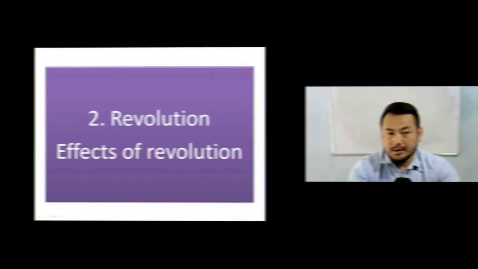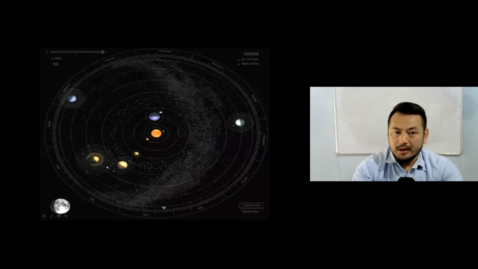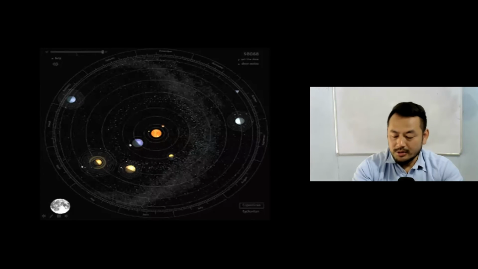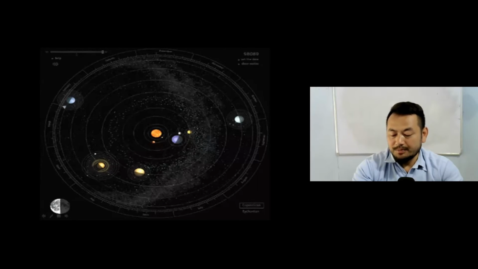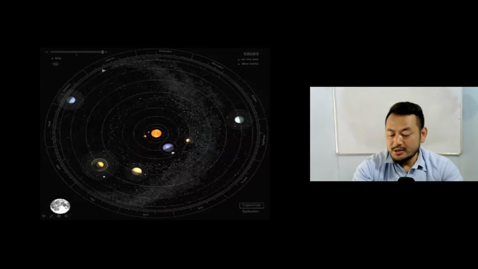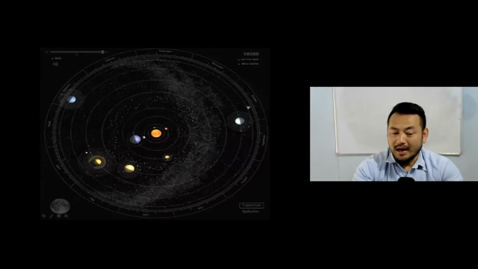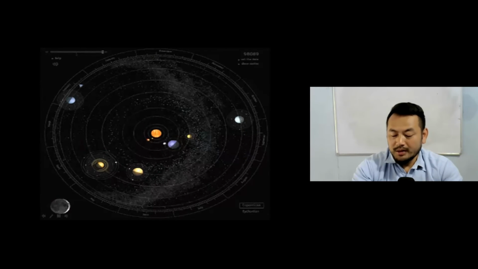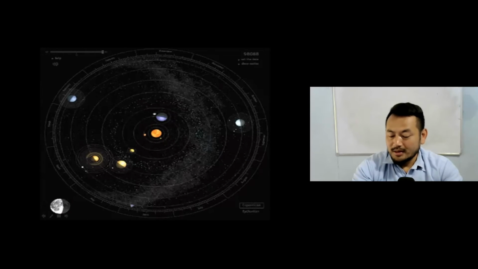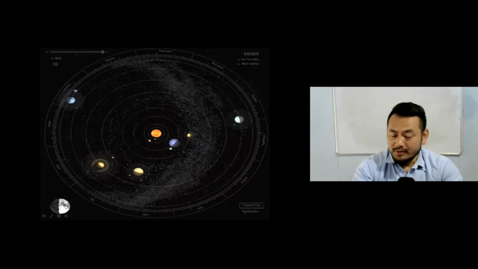Next is revolution. The movement of the earth around the sun is called revolution. And the period taken by the earth to complete one revolution is called a year. One revolution is made up of 365 days, 6 hours, 9 minutes, and 9.54 seconds. This is the exact time taken by the earth to complete one revolution.